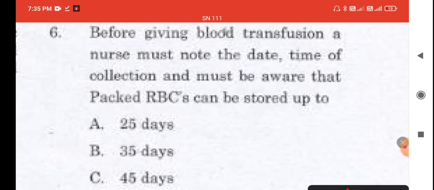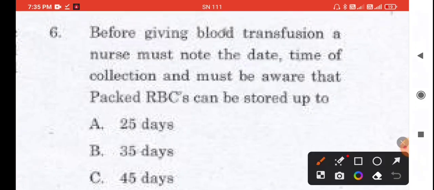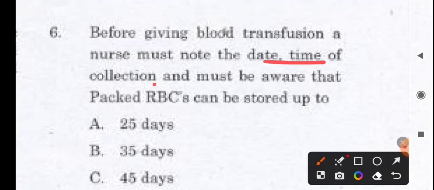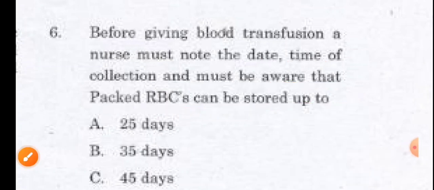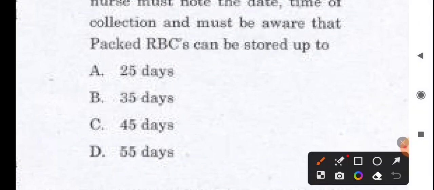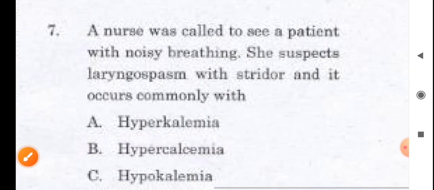Before giving blood transfusion, a nurse must note the date and time of collection, and must be aware that packed RBC can be stored up to. Options: 25 days, 35 days, 45 days and 55 days. So please note and comment your answers.